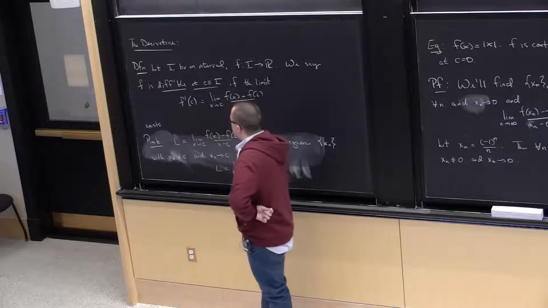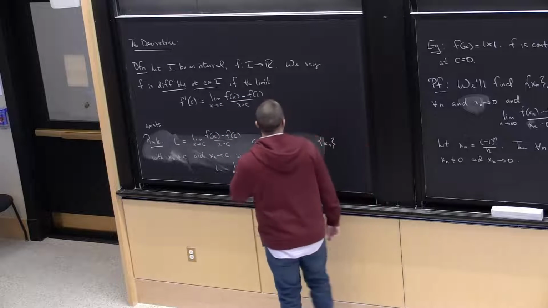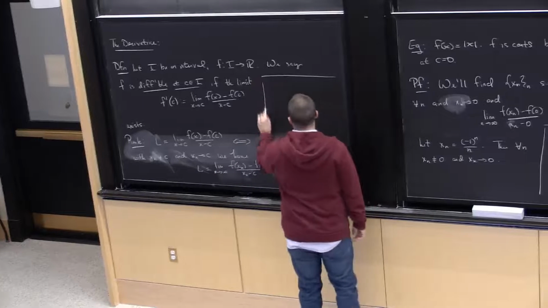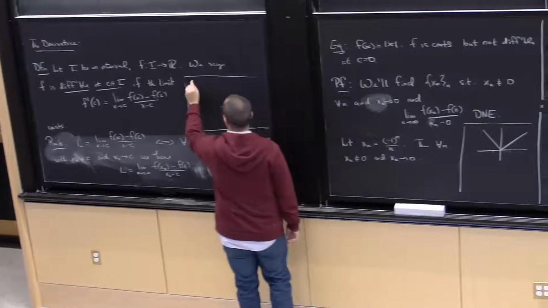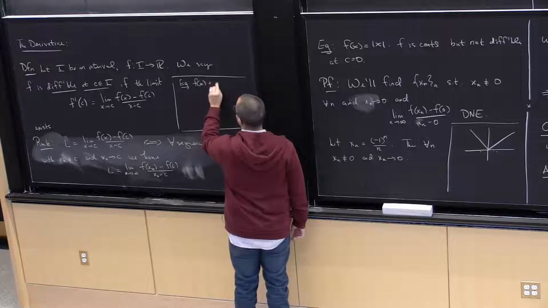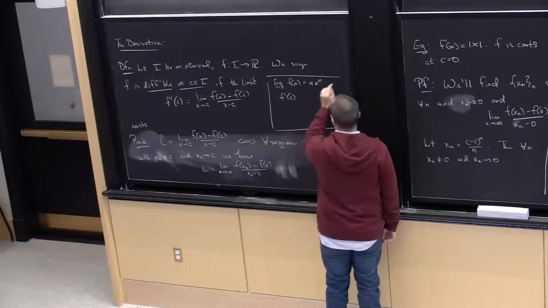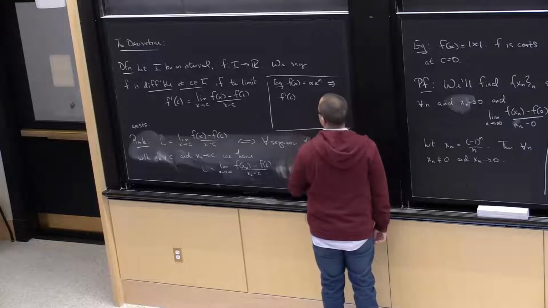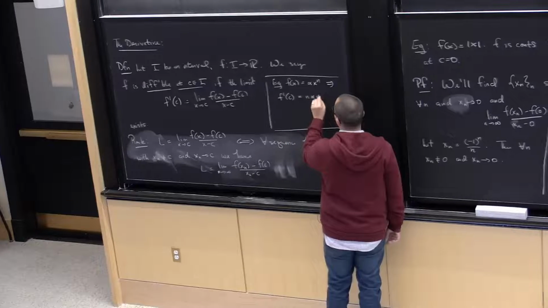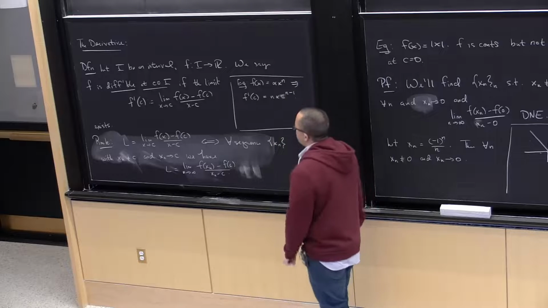Okay? And last time we gave a simple example: if f of x equals alpha times x to the n, then this function is differentiable at every c, and its derivative is equal to n times alpha times c to the n minus 1. Okay?